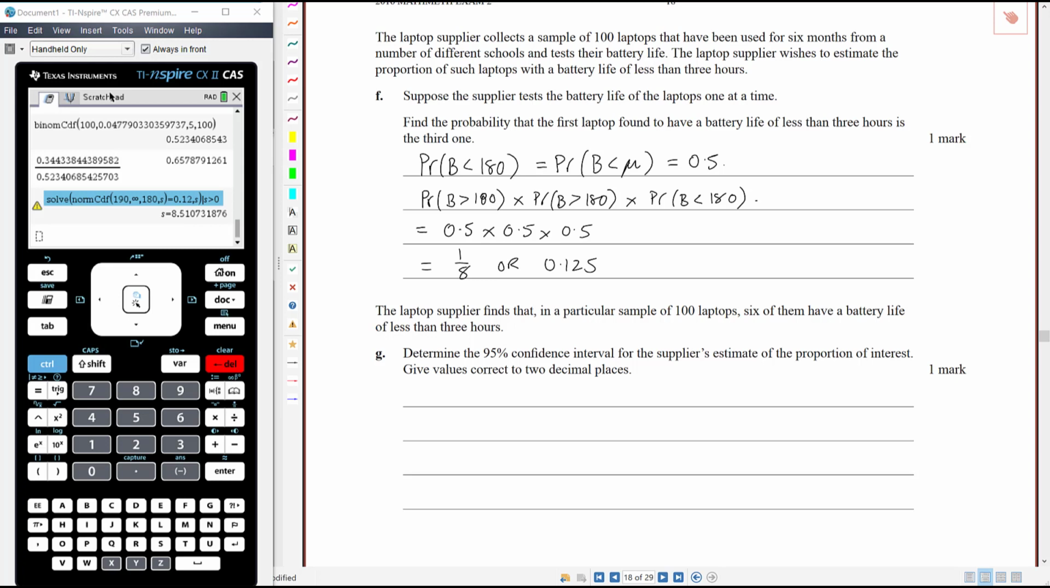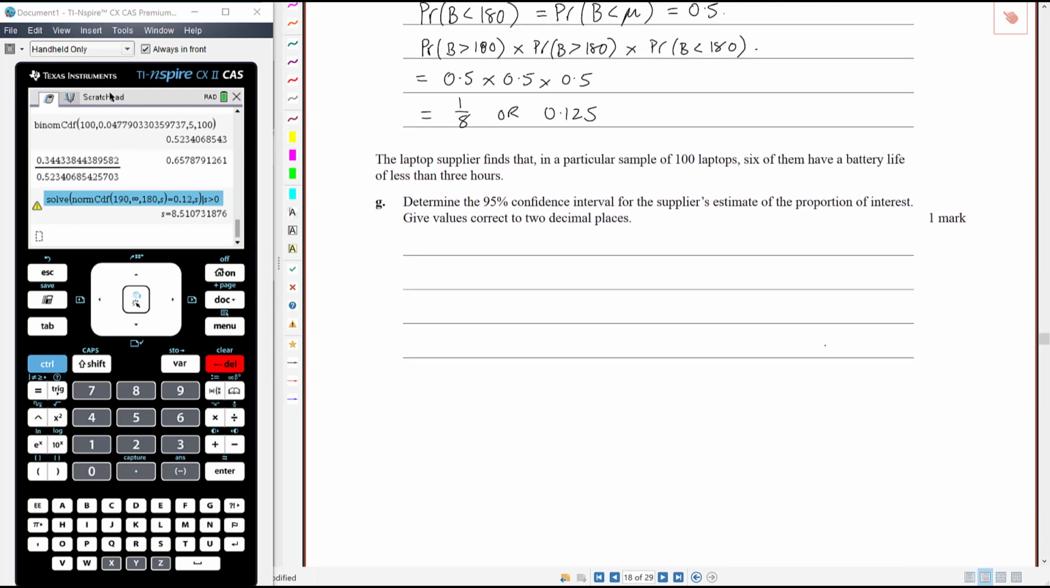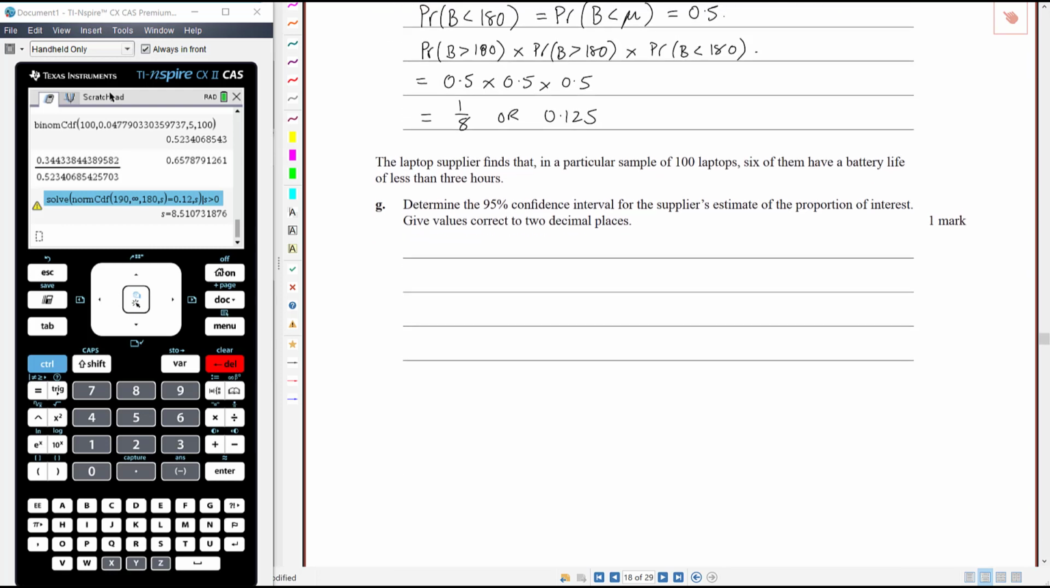The laptop supplier finds that in a particular sample of 100 laptops, 6 of them have a battery life of less than 3 hours. Determine the 95% confidence interval for the supplier's estimate of the proportion of interest. Okay, so what we need for our confidence interval is our n value and our p-hat value, which is going to be 6 out of 100. So we know our sample size is 100, and the proportion of laptops that last less than 3 hours in this sample is 6%.